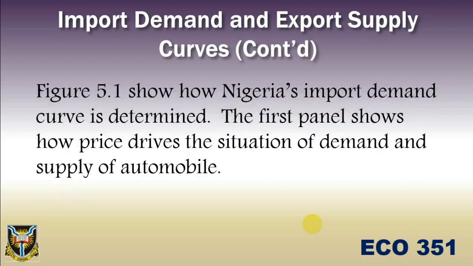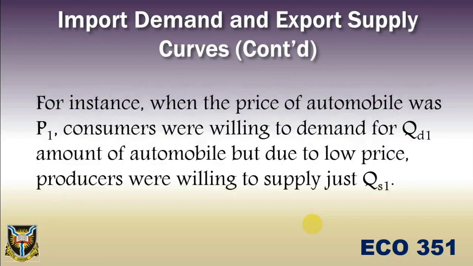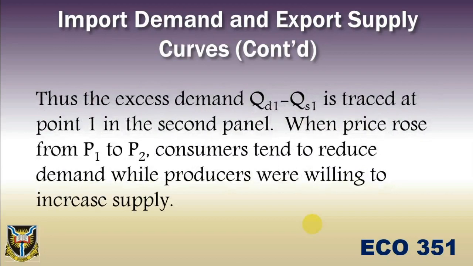The first panel shows how price drives the situation of demand and supply of automobile. For instance, when the price of automobile was P1, consumers were willing to demand QD1 amount of automobile, but due to low prices, producers were willing to supply just QS1. Thus, the excess demand QD1 minus QS1 is traced at point 1 in the second panel.